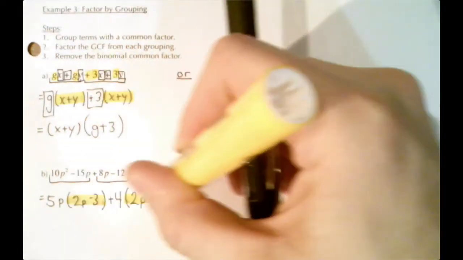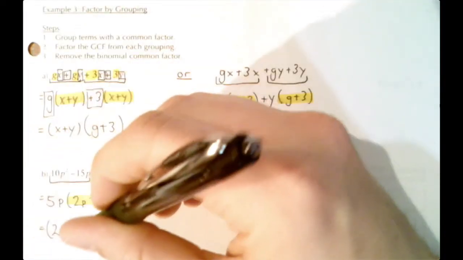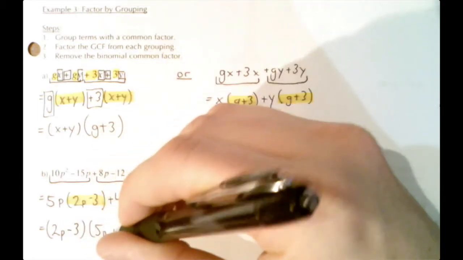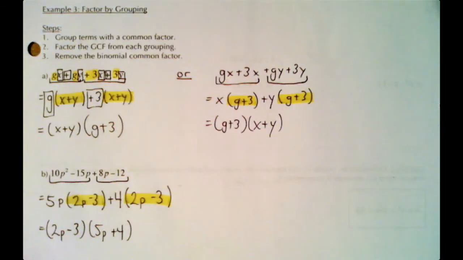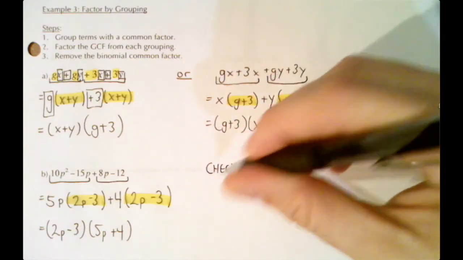Now we're going to common factor the bracket. So we write the bracket down first, 2p minus 3. And what we're left with goes in the second bracket, 5p plus 4. All right, and if you ever have doubt as to whether you did it right, you can always check by expanding.